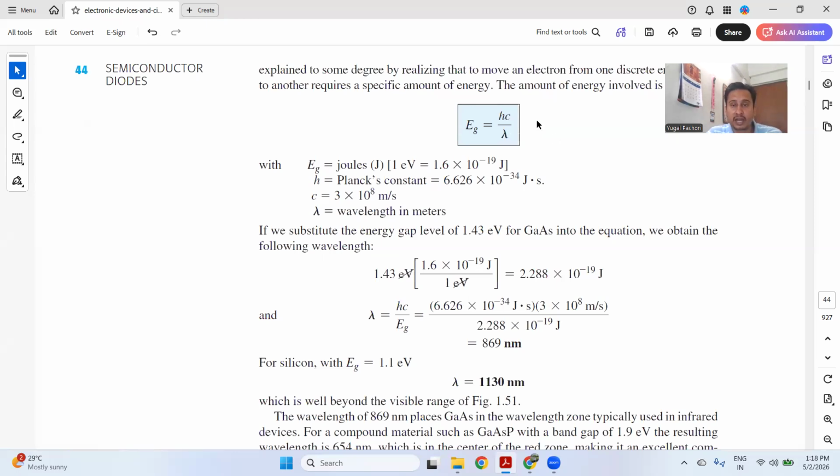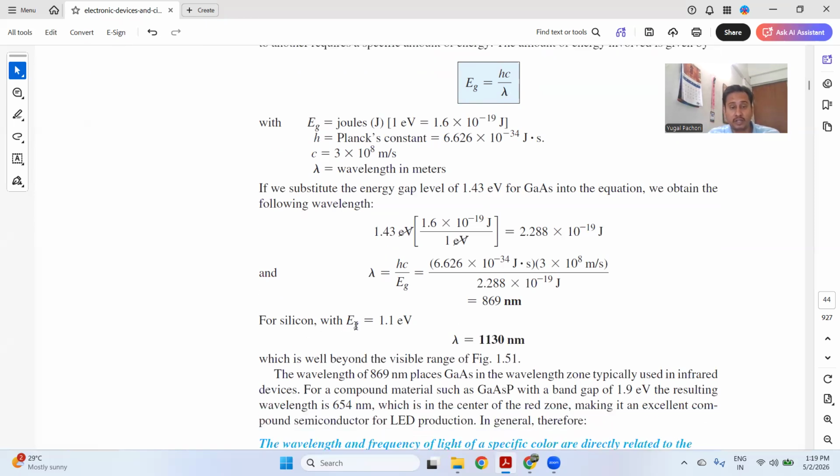Lambda is the wavelength. You can calculate the energy associated with that particular light in terms of joules with hc over lambda. You can use this formula, for example, for silicon: Eg is equal to 1.1 electron volt and the wavelength is 1130 nanometer. And for gallium arsenide, it is 1.3 electron volt, and the wavelength is 869 nanometer. So you can have the discussion about the wavelength and the energy associated with them in terms of electron volt and in terms of nanometer.